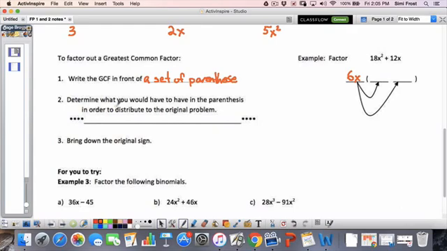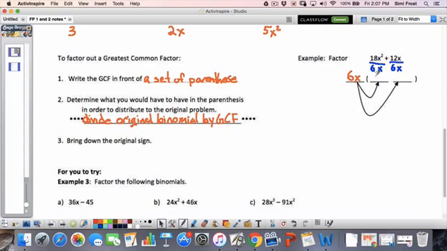Okay, determine what you would have to have in the parentheses in order to distribute to the original problem. So how do we do that? Well, what we're actually doing is we're dividing the original by the GCF. So I'm just going to take my original binomial here, and I'm going to divide by 6x, both terms, and see what I come up with.